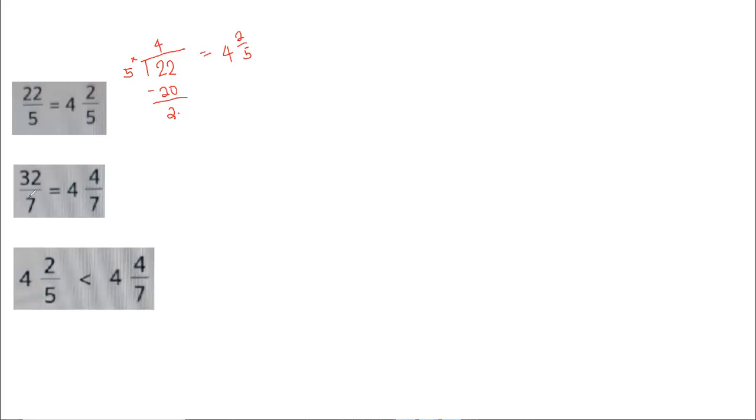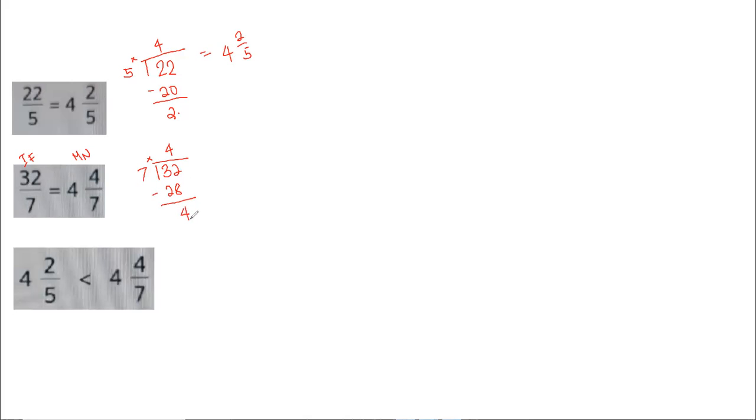Okay, so same thing in here. You have an improper fraction and a mixed number if you want to convert them. So you do 32 divided by 7. You ask yourself how many 7s are there in 32? Well, there are only 4. So 4 times 7, you have 28. Now we subtract, you have 4.